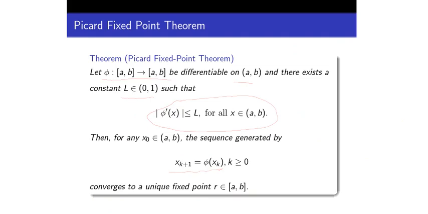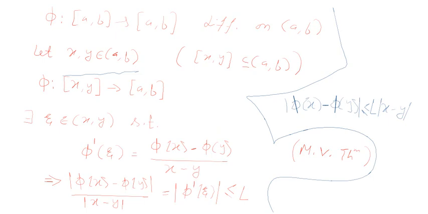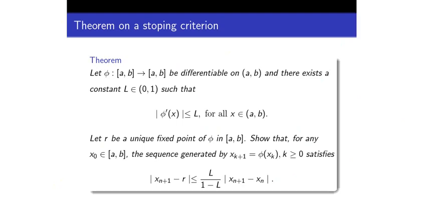Okay, so it converges to a unique fixed point R. So this result is now obvious. Fine. So here the next result can also be known as a result on a stopping criterion.